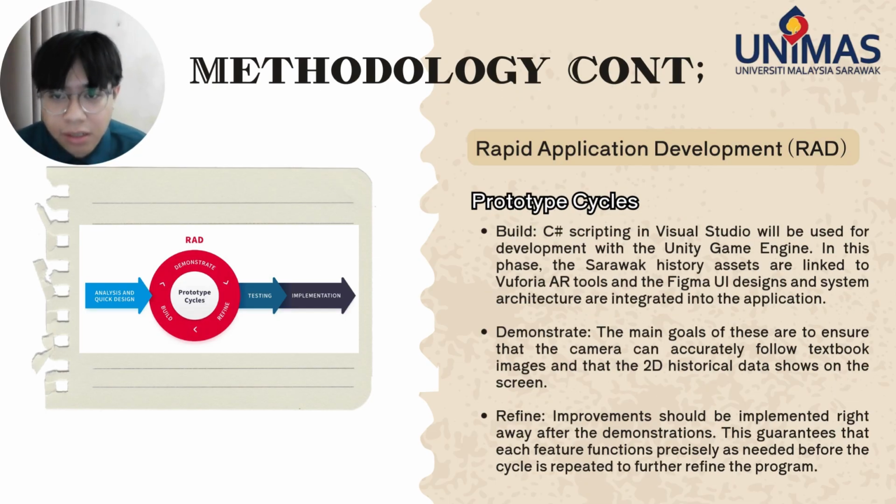Next, for the prototype cycles, it has build, demonstrate, and refine. Basically, I just try to achieve my goals, which is to ensure that the camera can accurately follow the textbook images and display the output of the 2D historical data. And if it does not appear or it's not working, then I will refine it again. Basically, it is a loop until I manage to get it right and achieve my main goals. So that is basically for the prototype cycles.